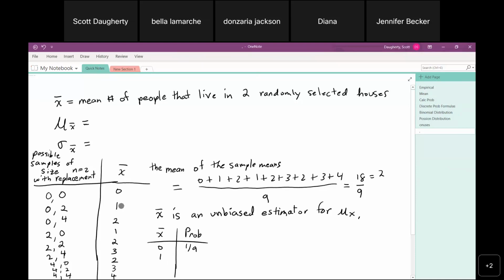What about 1? X bar could be 1 two ways. It could be 0, 2 or 2, 0, and that would average to 1. There's 2 ways that can happen, so that's a 2 out of 9 chance. All right, 2. There's 3 twos, so that's 3 out of 9. For 3, there are 2 threes, so that's 2 out of 9. And then 4, there's only 1 four, so that's 1 out of 9.